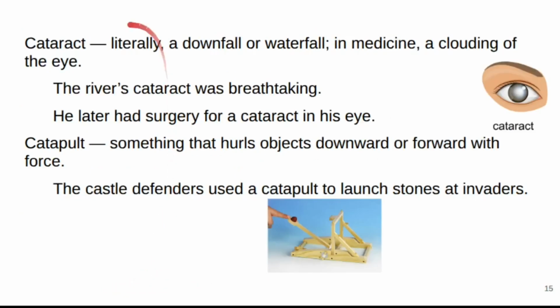Cataract can mean a waterfall, or in medicine, a clouding of the eye. Example: the river's cataract was breathtaking. He later had surgery for a cataract in his eye. Finally, catapult is something that hurls objects downward or forward with force. Example: the castle defenders used a catapult to launch stones at invaders.